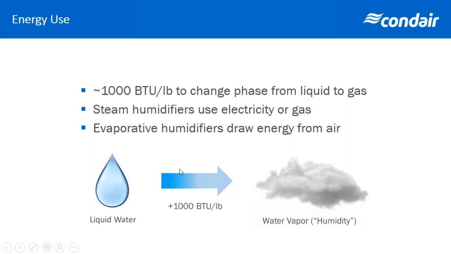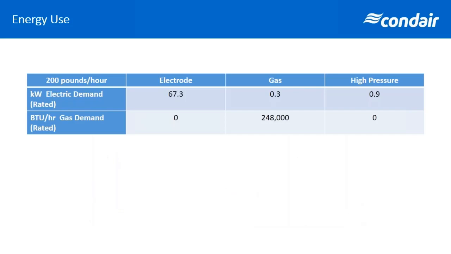So you can see this 1,000 BTUs per pound is the rough value that we use for that. It's a nice round one, though, so it's nice to use. But what does that mean? Well, an electric unit is going to draw 67 kilowatts, but a gas and high pressure unit draw less than 1. So that sounds great, obviously. The gas unit draws almost 250,000 BTUs an hour of gas into it. And of course, the electric and high pressure draws 0. Hard to compare those side by side.